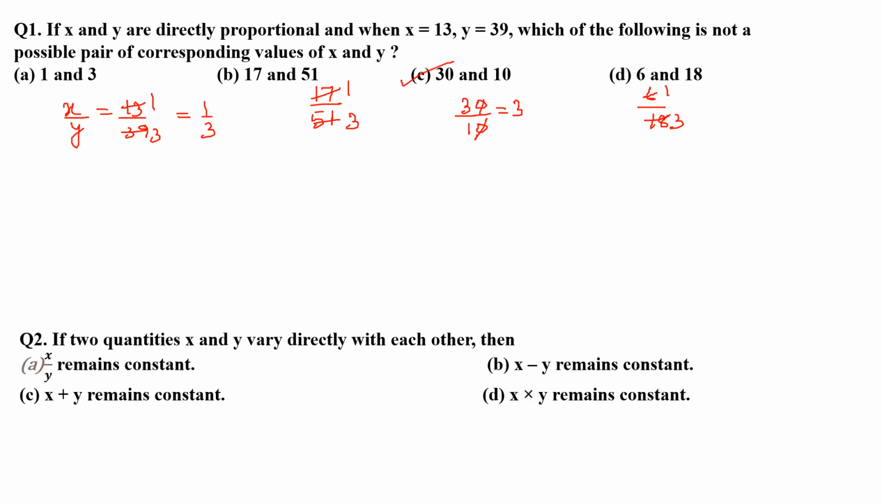Now moving to the next question. If two quantities x and y vary directly with each other, then x by y remains constant, x plus y remains constant, x minus y remains constant, or x into y remains constant. And just now I have told for the previous question, when x and y vary directly, means when they are in direct proportion, then x by y always remains constant. So from here I can say that the correct option is option A.